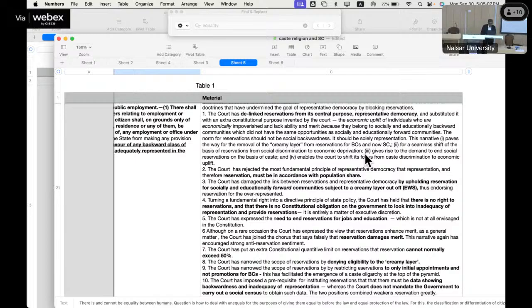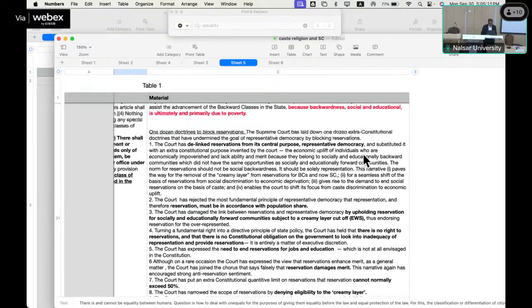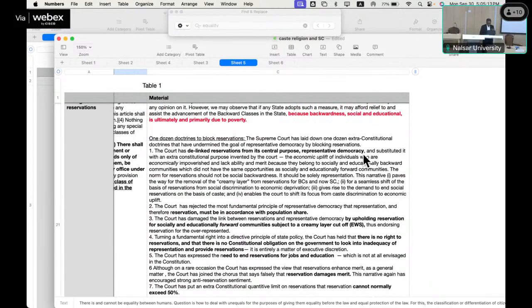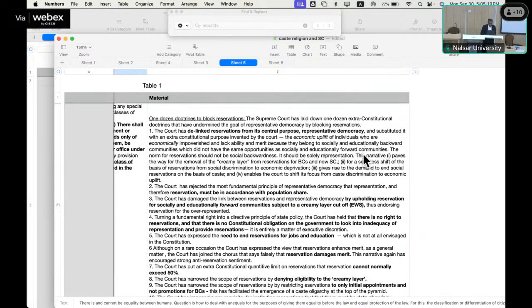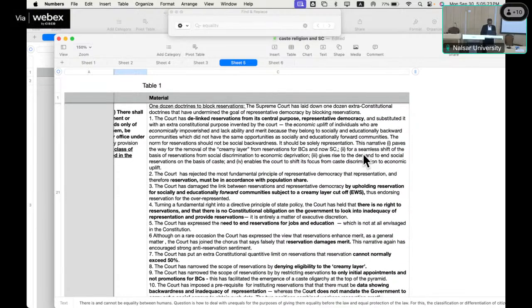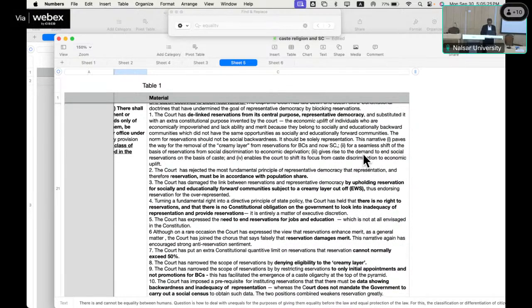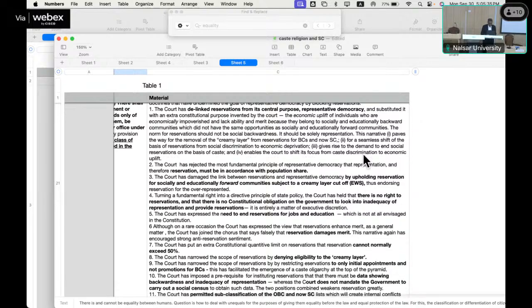So these are the 12 doctrines to block reservations. This is the doctrine: backwardness, social and educational, is ultimately and primarily due to poverty. The first point I've already said: the court has delinked reservations from its central purpose, which is representative democracy. And you see that as a consistent string through all the major decisions on reservation.